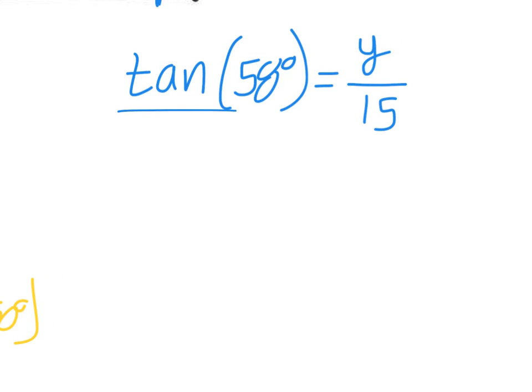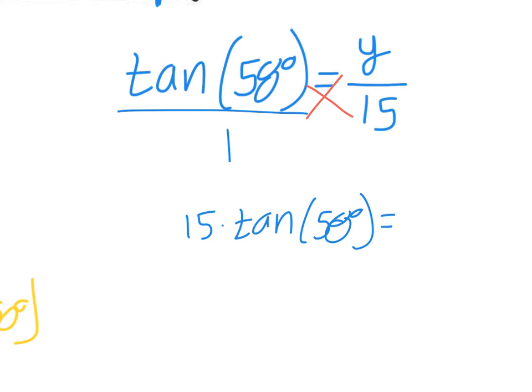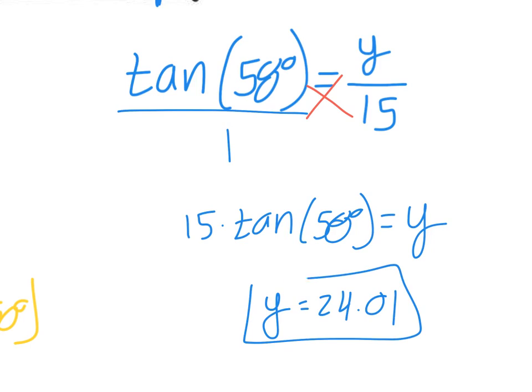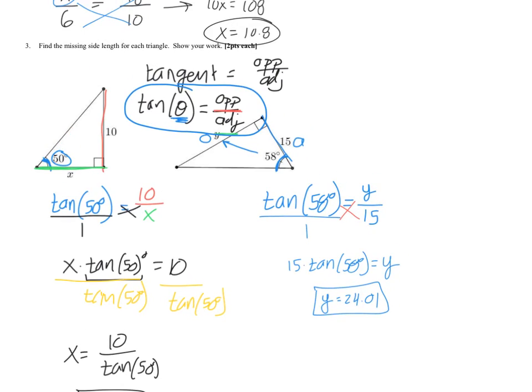And so in order to solve this, again, I'm going to put it over 1, and then I'm going to cross multiply. And when I do that, I'm going to get 15 times the tangent of 58 degrees is equal to y. And so now I can just type that into my calculator. 15 times the tangent of 58 degrees. And in doing so, I end up getting 24.01. And that would be the actual answer for y in that instance.